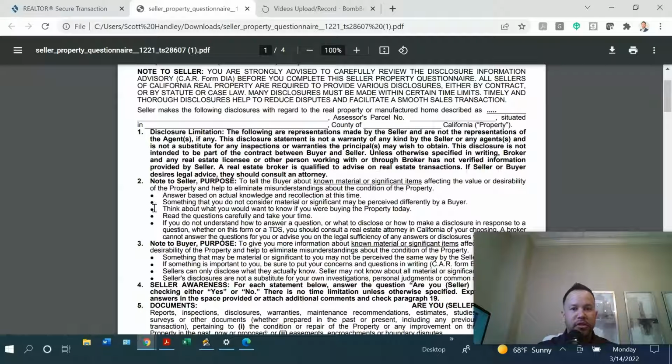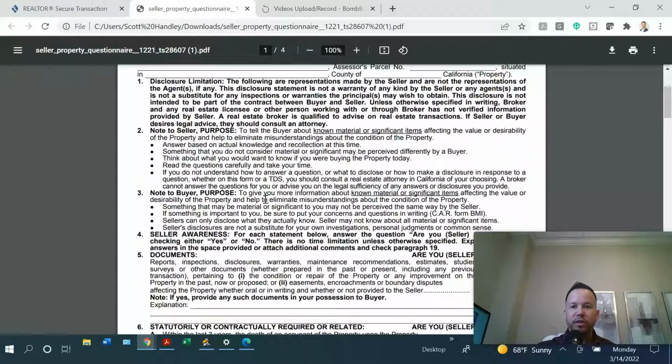If you do not understand how to answer a question or what to disclose or how to make a disclosure in response to a question, whether on this form or the TDS, you should consult a real estate attorney in California of your choosing. A broker cannot answer the question for you or advise you on the legal sufficiency of any answers or disclosures that you provide.